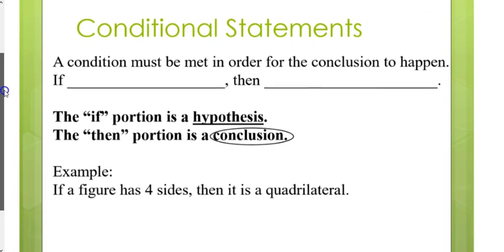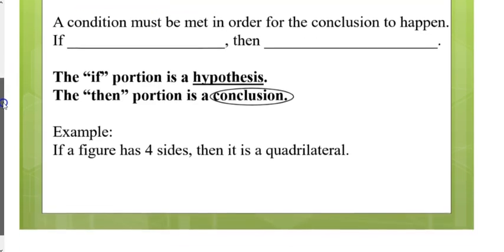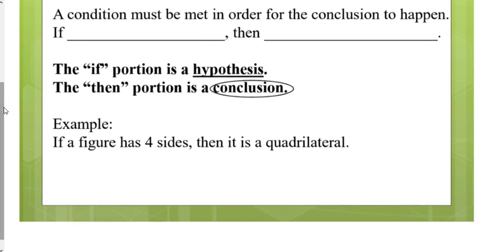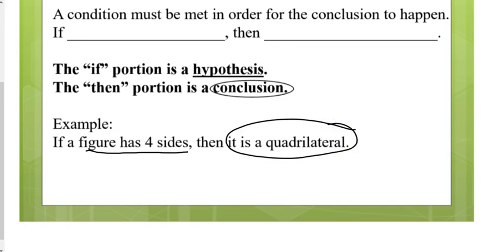All right, conditional statements. Think about it. You've had conditional statements most of your life. Your parents saying, if you want to go out with your friends, you need to clean your room. Or you need to do the dishes before you go out with your friends. Those are conditional statements. A conditional statement says a condition must be met in order for the conclusion to happen. So if something, then something. The if portion is the hypothesis. The then portion is the conclusion. So if a figure has 4 sides, well, the hypothesis is a figure has 4 sides. The then is a quadrilateral. So go ahead and underline and circle just like that.